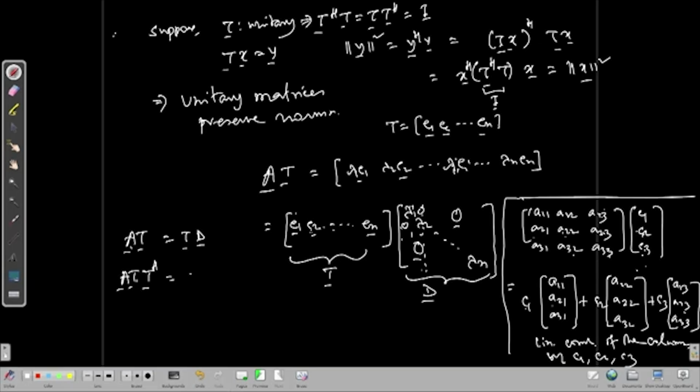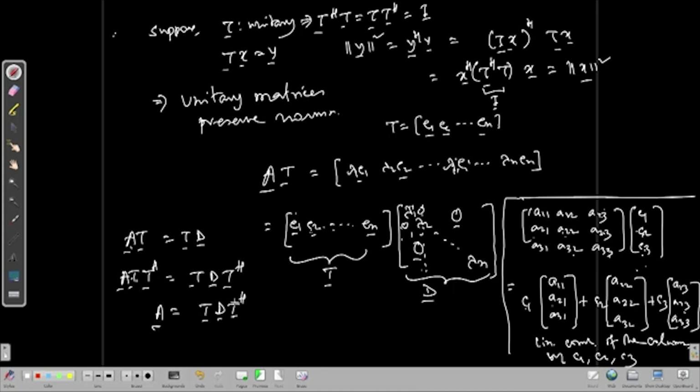So, here also T D T H, but T T H is identity, because they are unitary. So, it becomes I, A into I is A. So, in this case A can be written in this product form. This is a very important result, product form, or sometimes called factorization of A.